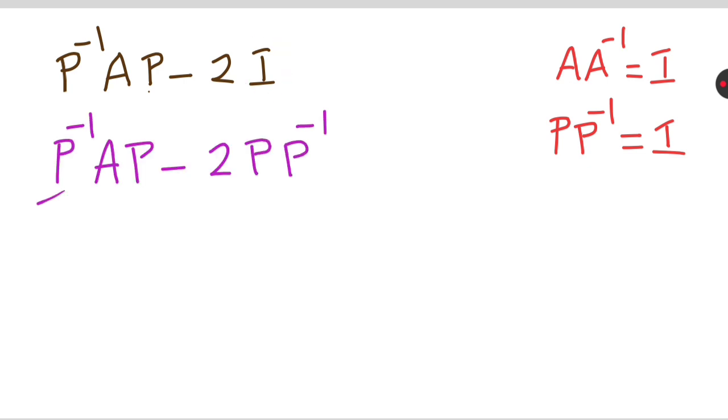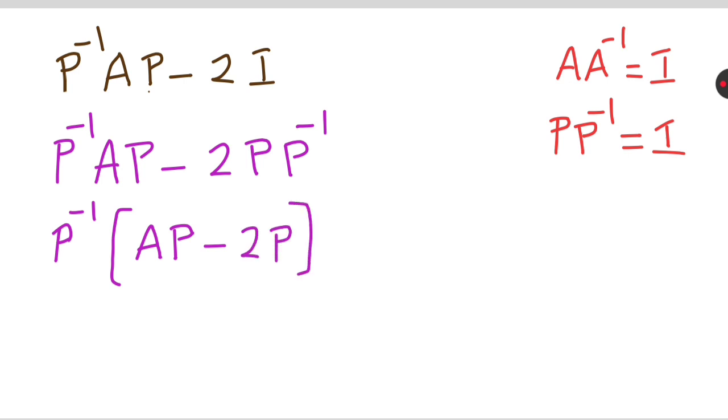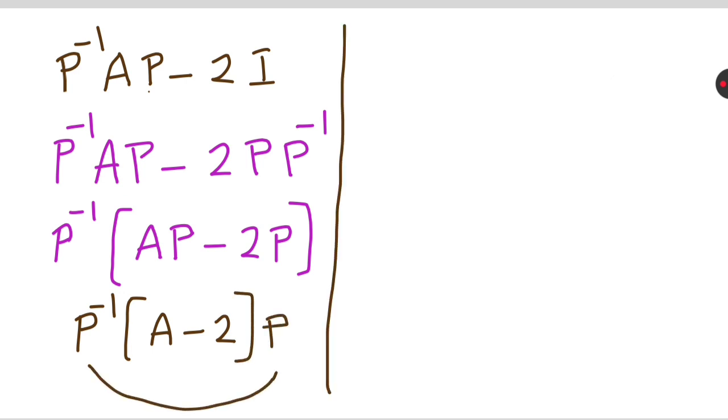Now observe here we have a P inverse and here we have a P inverse. So these two are common. So let's take P inverse as common. Then what is left? We are left with A P minus 2 times P. Again observe here we have a P common. So let's again take P as common. First we have P inverse, then A. If we take P as common, then we are left with A minus 2. So here we have P inverse P times A minus 2.